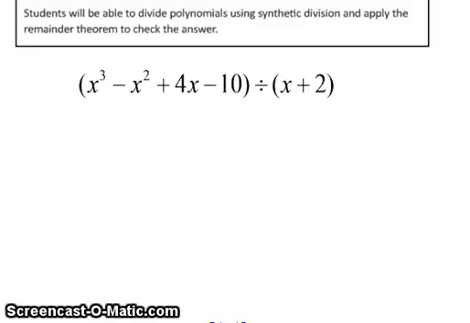This is lesson 552 on synthetic division. Today is January 16th. This is period 5.